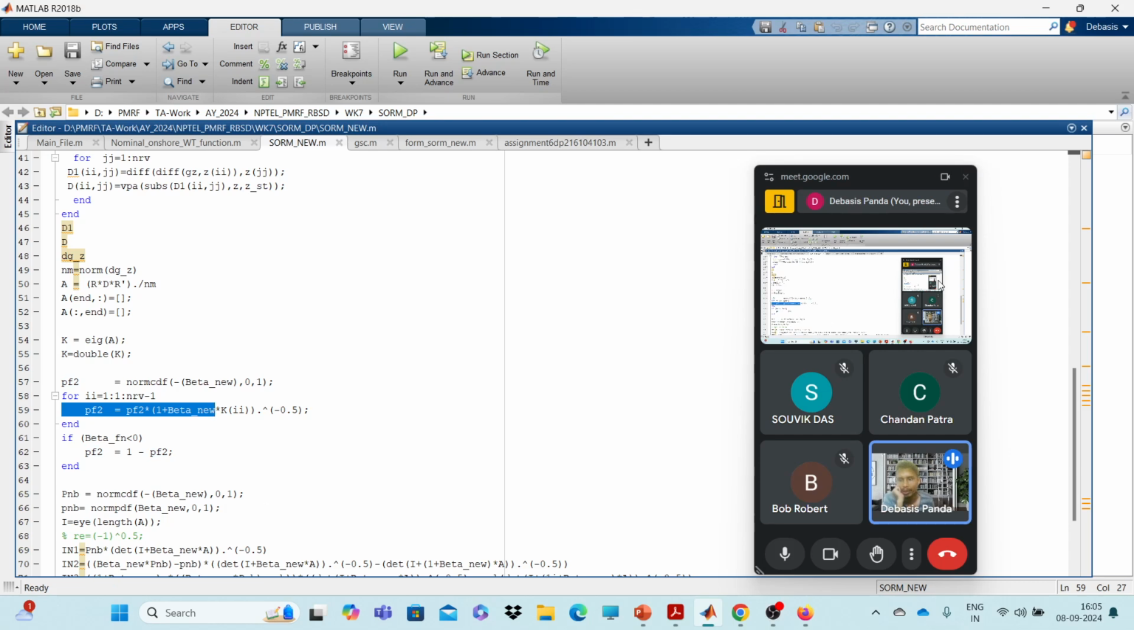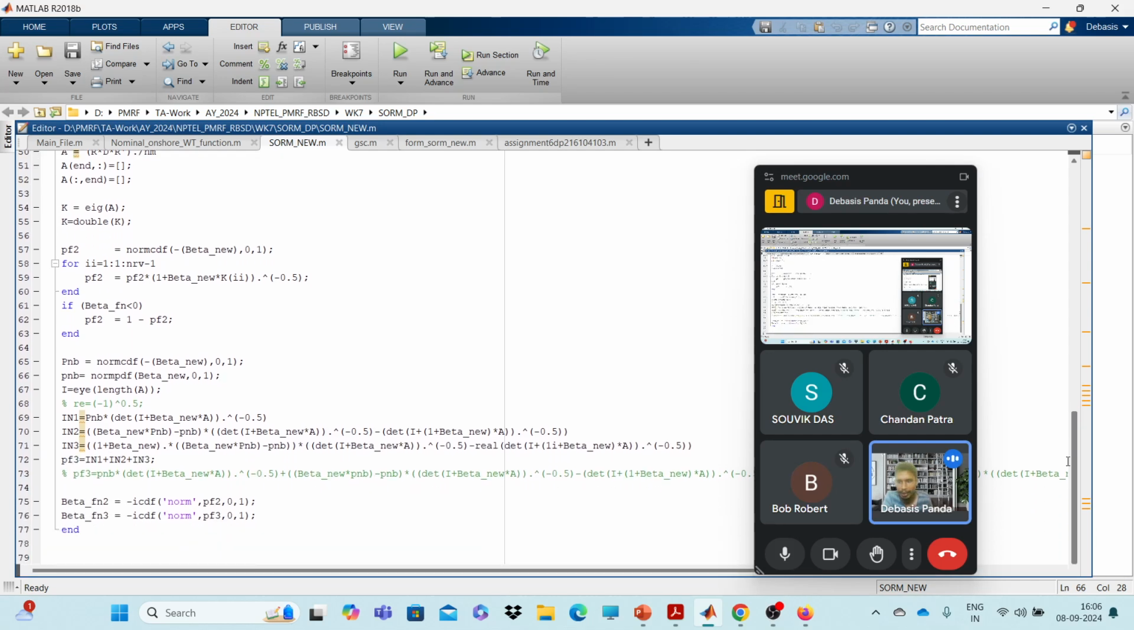beta, we can find out the probability of failure, or the total probability of failure, as per the kappa value and beta value. Now, once we are done with our calculations, we can directly get here beta fn2, which will represent the value of beta we are getting using the Breitung approximation, right?